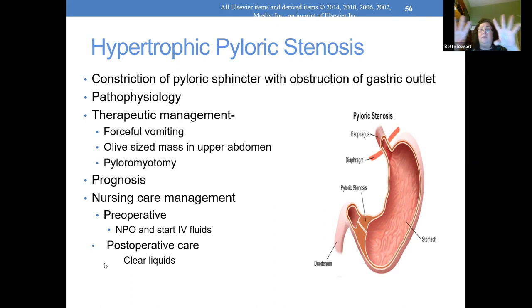When we see forceful vomiting across the room, number one, we're going to say, please do not feed your child anymore, because they're just going to vomit again, and we'll be concerned about aspiration. We're going to do an ultrasound, and it's going to show it. These children will get an IV, be sent to the OR and repaired. Postoperatively, they'll be fed clear liquids, and then they will go home within a day or two.